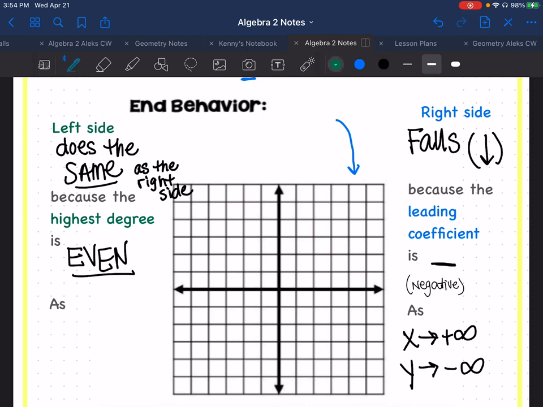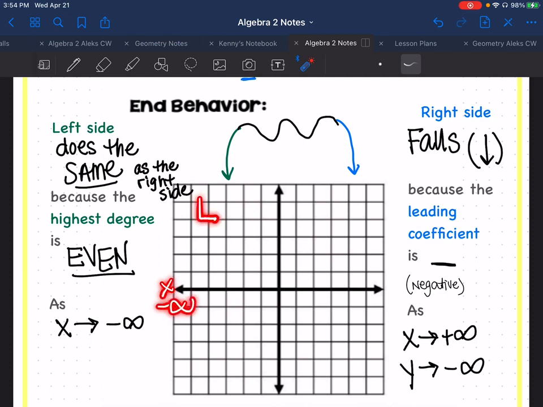So my right side is falling. Guess what? So's my left. And I'm going to have some kind of twists and turns in here because that's what a polynomial does. What's happening over here is as x approaches negative infinity, take a look. Here's your x, and we're on the left side of the graph. This is negative infinity. Y is also going to negative infinity.